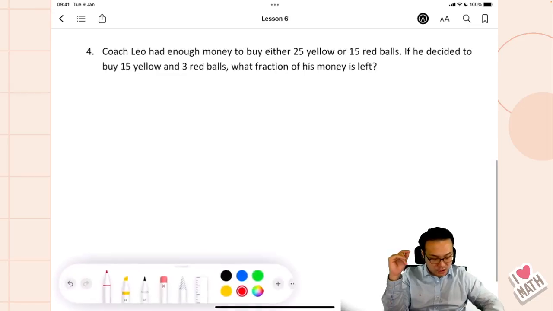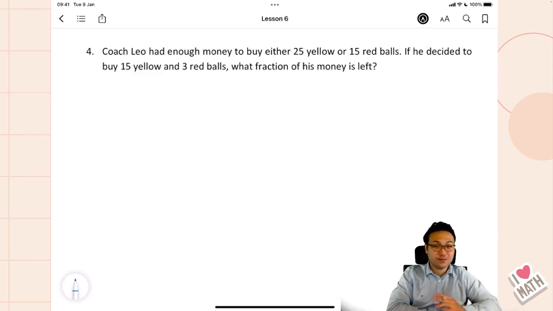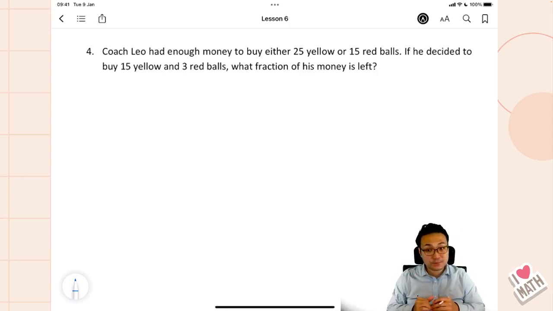Now, let's look at question 4. Now, students, in order to do question 4, you need to read the question properly and understand it because it can sound a little bit tricky, right? Coach Leo has enough money to buy either 25 yellow balls or 15 red balls. So I can either buy 25 yellow or 15 red. Now I'm going to decide to buy what? 15 yellow balls and 3 red balls.